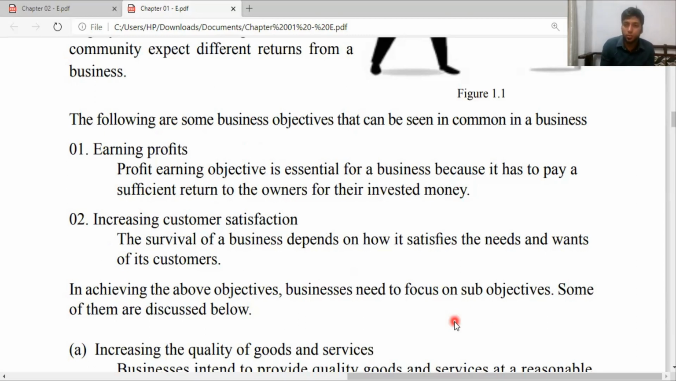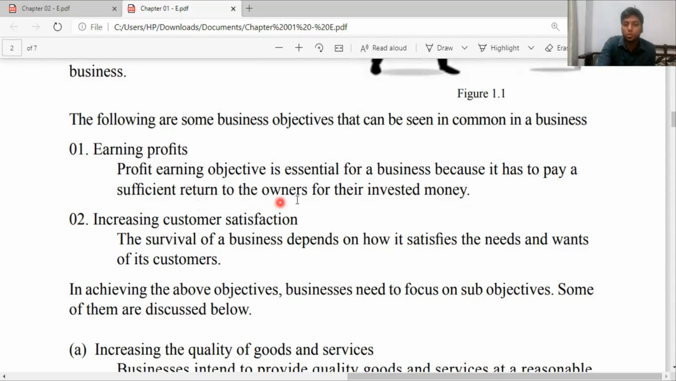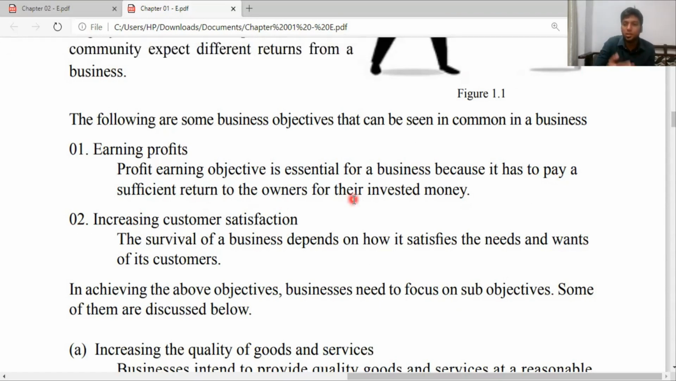Let me move on to earning profits. Number one, profit earning is essential for a business because it has to pay a sufficient return to the owners for the invested money. Everyone who has invested money in the business needs a return on investment. If you do not earn money and give it back to the owner who has invested, then the owner will not be satisfied enough to invest more in the business. He needs a return on what he has invested. So you need to achieve the target of giving back the money he has invested in the business.